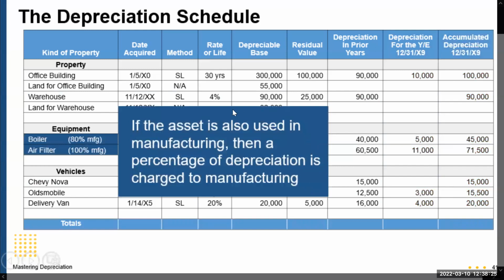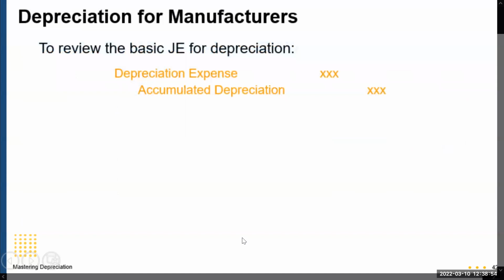So as far as this goes, I think I've seen like one question that is more of a theory question. If you're in manufacturing, then part of this is being charged differently. It's being charged to manufacturing. It's not being written off, but you don't have to be able to do it because we don't cover that in this class. But you do need to know that in manufacturing, part of the depreciation, or a percentage of it, would go to the manufacturing account.